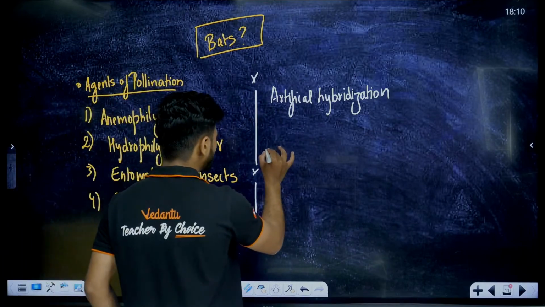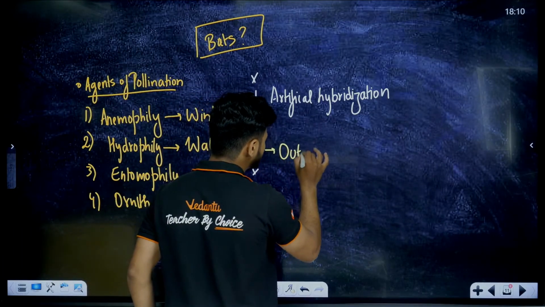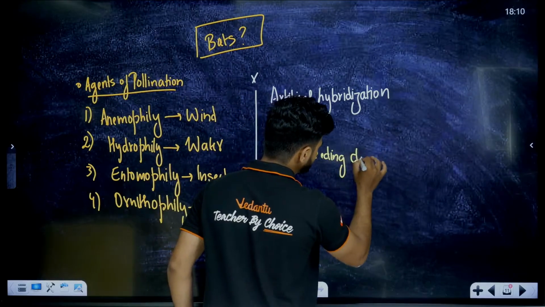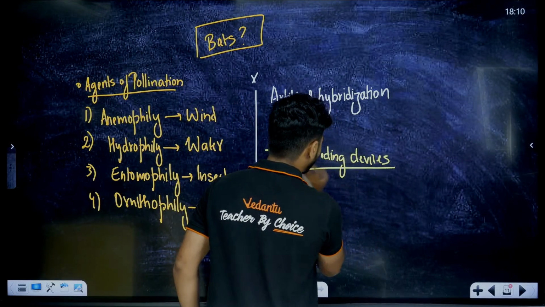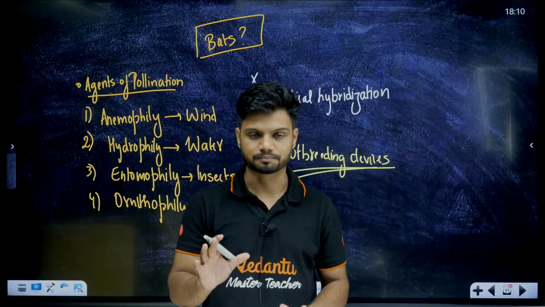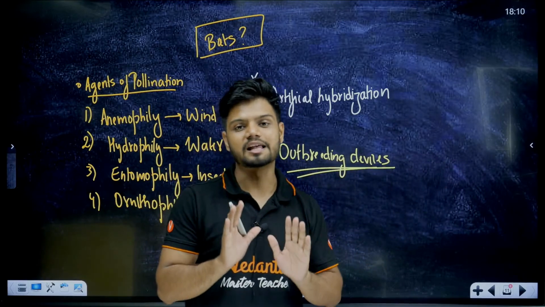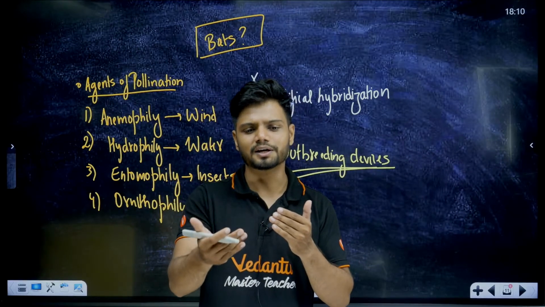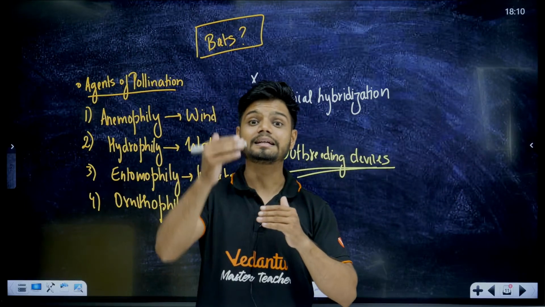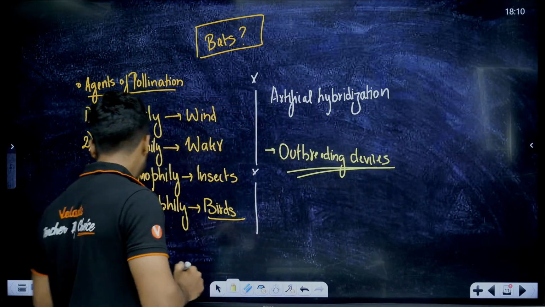Now, there is something called outbreeding devices. Outbreeding techniques or devices. What are outbreeding devices? It is very simple. Plants are avoiding self-pollination. There are many techniques to avoid self-pollination, which we will learn in the detailed class.